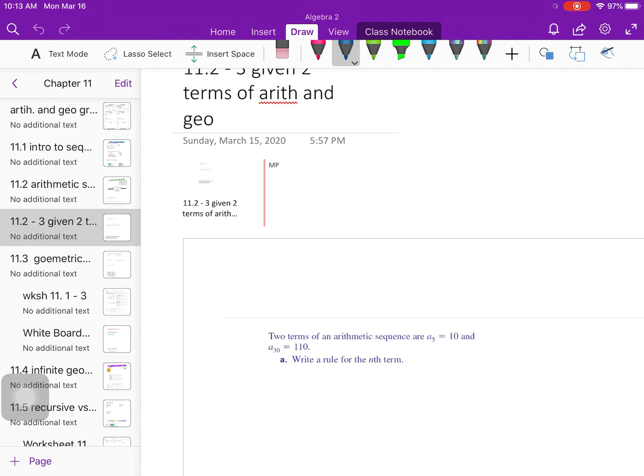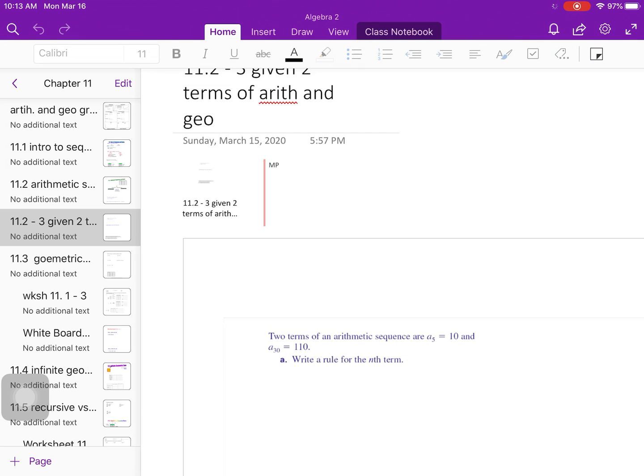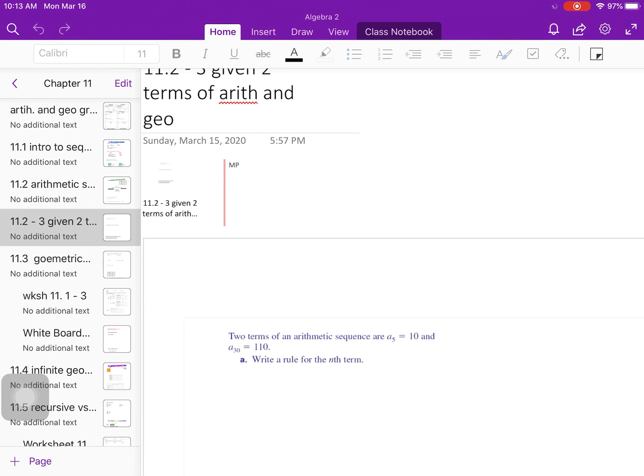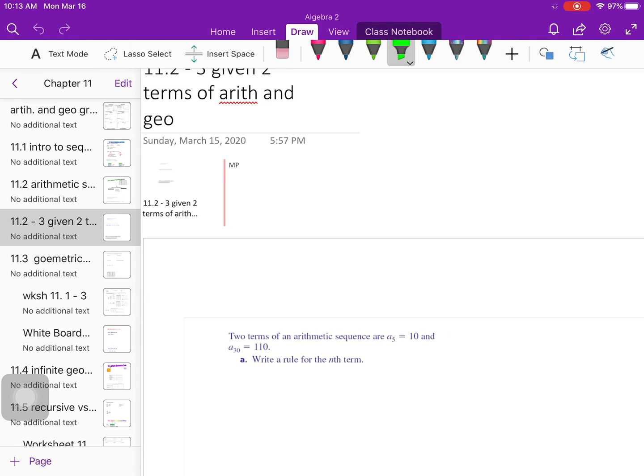Today I'd like to show you how to write equations of geometric and arithmetic sequences given more than one data point on the sequence. So first we're going to look at the arithmetic, and we know this because it says two terms of an arithmetic sequence are the fifth one, which is 10, and the 30th one, which is 110.